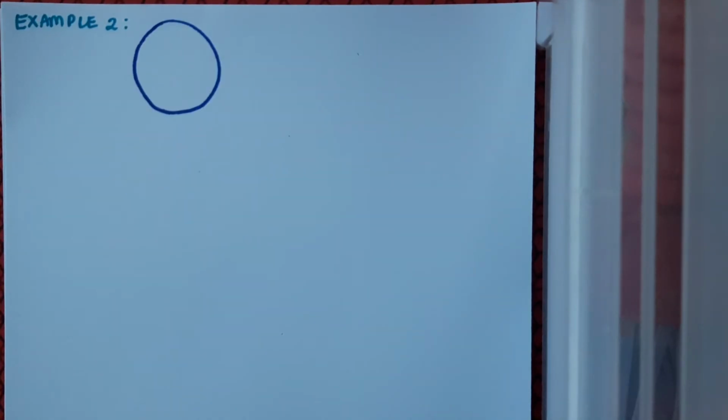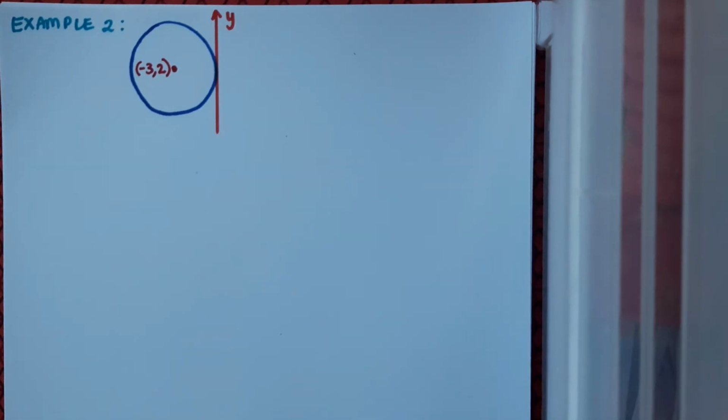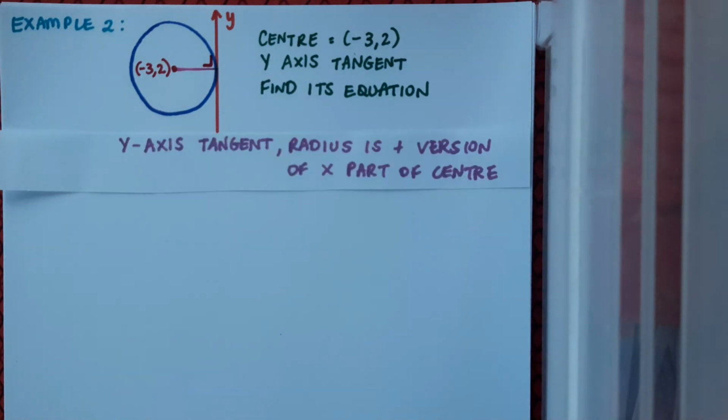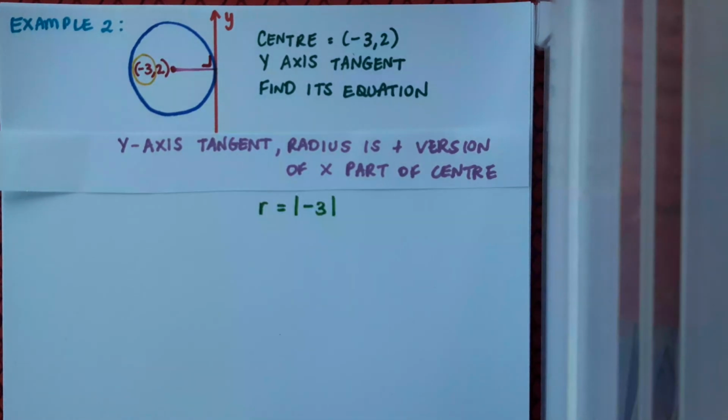This time I've got a circle with a centre minus 3, 2, and the y-axis is a tangent. And again, we want to find its equation. So again, I'll start by drawing a line from the centre to the axis. And again, I know that these two lines are perpendicular. So remember that we said that if the y-axis is a tangent, then the radius is the positive version of the x part of the centre point. So the radius is the absolute value of minus 3, or just 3.